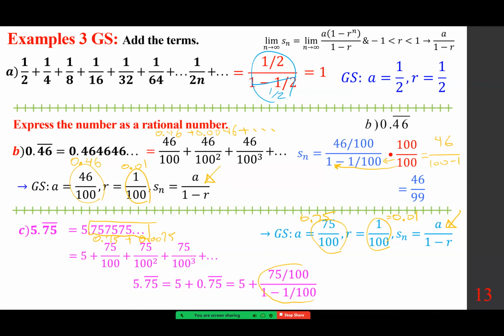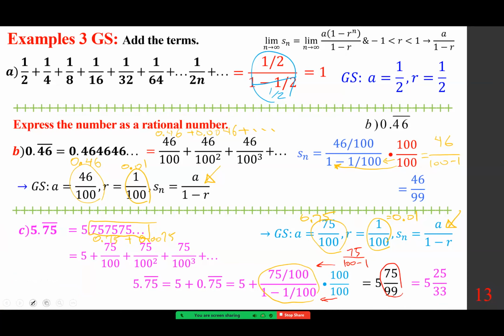This is a complex fraction. We're going to multiply by 100 over 100 to come up with the answer. When I multiply this by the top, I get 75. When I multiply this by the bottom, I get 100 minus 1, or 75 over 99. This fraction can be simplified because the top and the bottom have a common factor of 3. You can write, this is the answer.